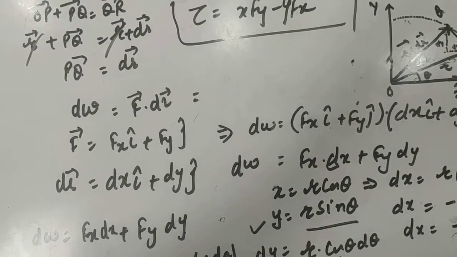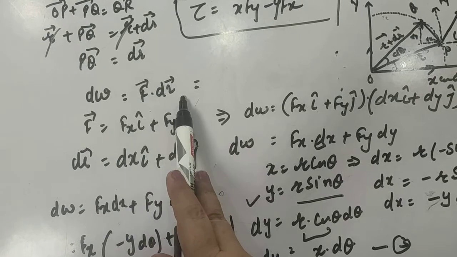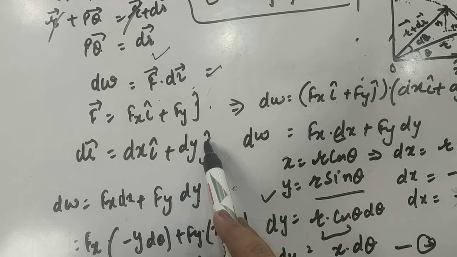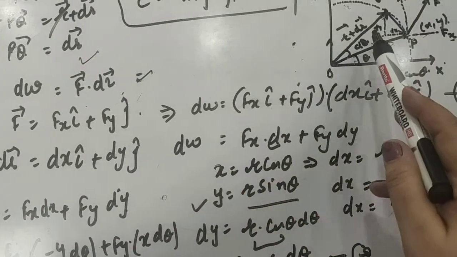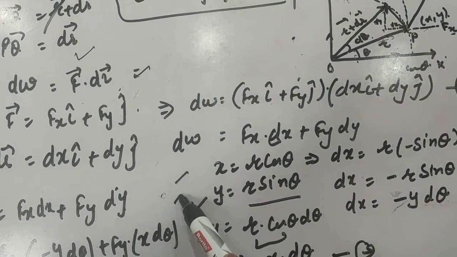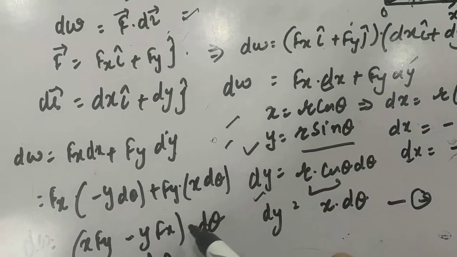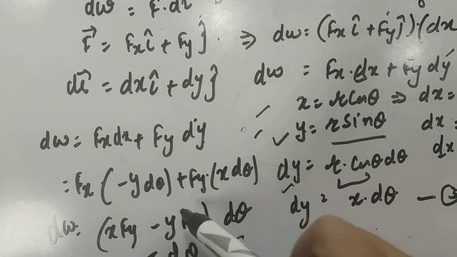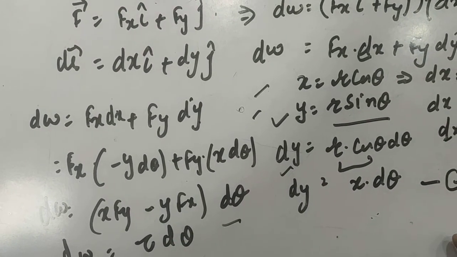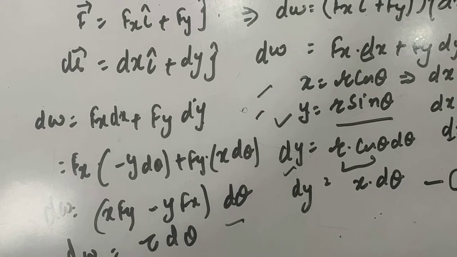So basically what steps have we followed? Firstly, we found the work done in displacing the body through a displacement dr. Then we resolved F and dr into x and y components and put in those values. After that, we resolved r into two rectangular components x and y, then differentiated them, and put the values of dx and dy in this expression. So we get the expression in terms of d theta, and this x fy minus y fx gives you the expression for the torque. Right? So this is how we can get the expression for torque in the Cartesian coordinate system.